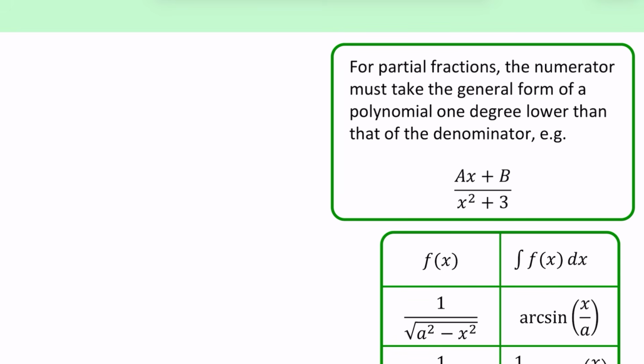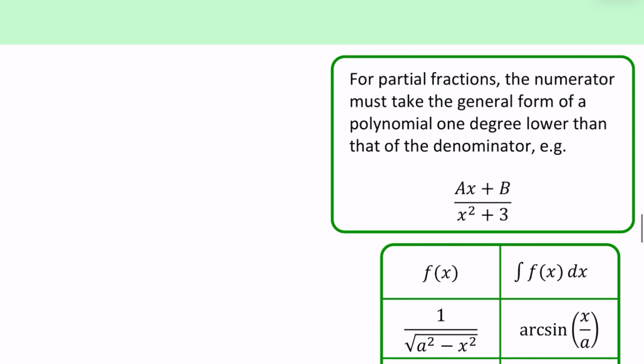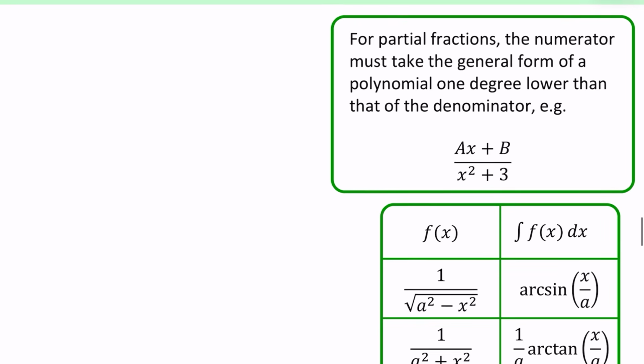And you'll tend to find that when you do partial fractions, it's a good idea to use comparing coefficients rather than substitution, because substitution for something like this, you would have to use like an imaginary number. So I prefer doing comparing coefficients.